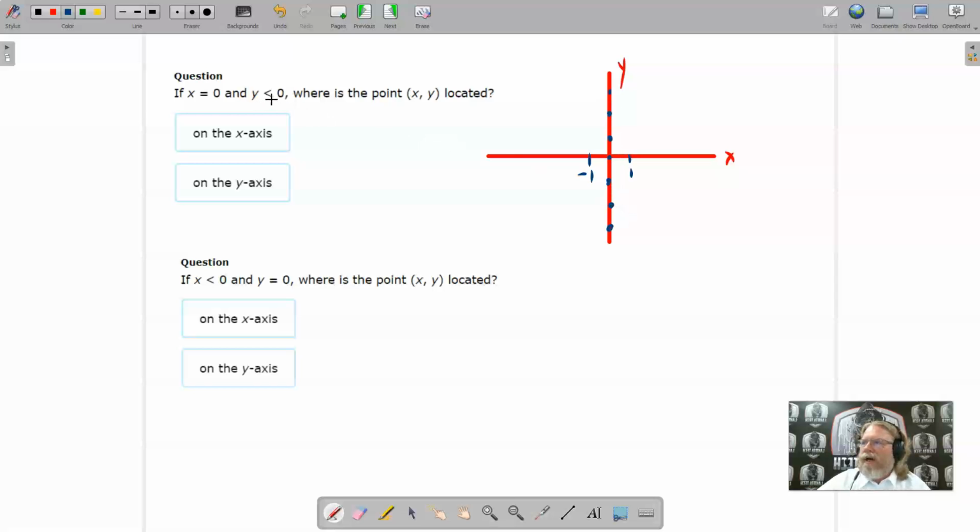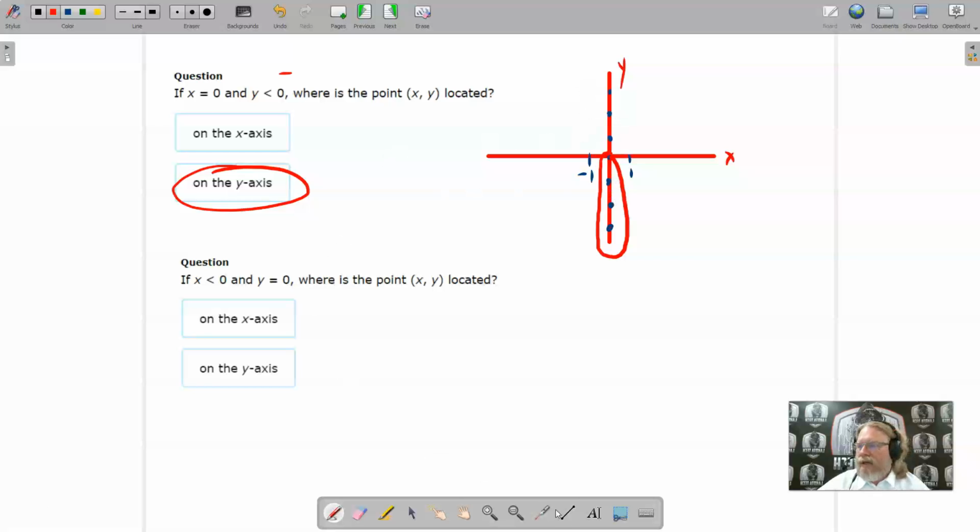And we know that y is less than 0, so y is a negative number. That means it must be somewhere in here, right? It would have to be anywhere on the y-axis and below the x-axis. But they're just asking us, is it on the x-axis or is it on the y-axis? We see that it is indeed on the y-axis, and that happens anytime x is 0. The point is always going to be on the y-axis.